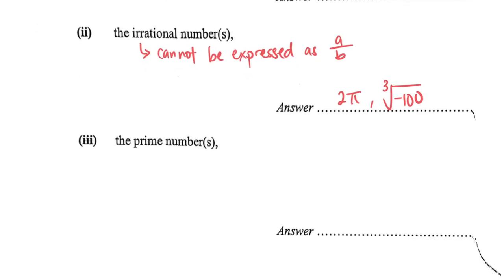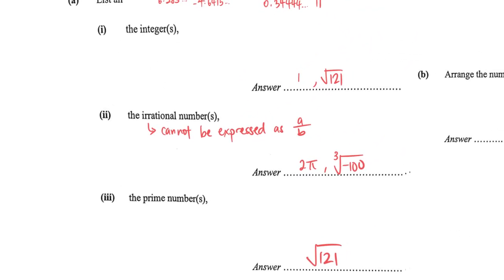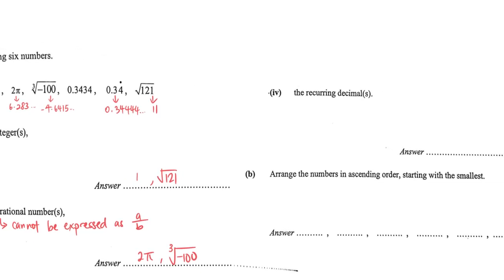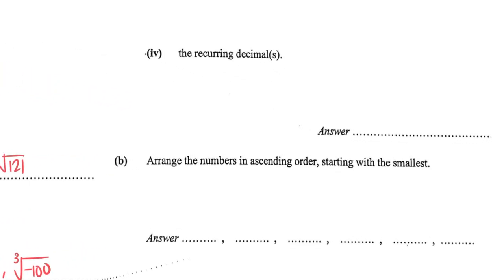For prime number, the only number is 11, which is square root 121. Recurring decimal is 0.34 recurring.